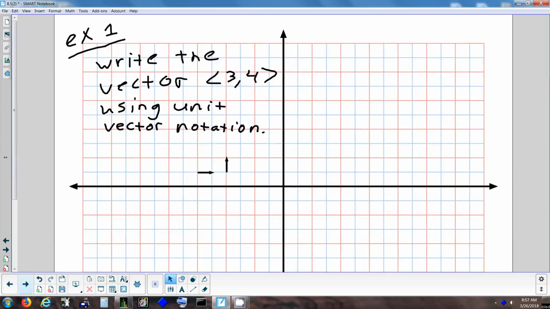Okay, so let's see how we could do the vector 3, 4 using unit vector notation. So 3, 4 means right 3, up 4. I want to end up at that point. I'm going to start right there. So what I'm going to do is stack i's together until I get as far over as I need to. How many i's am I going to need to stack together to get from the initial to the terminal point? Dylan? 3. Yeah, we're going to need 3.